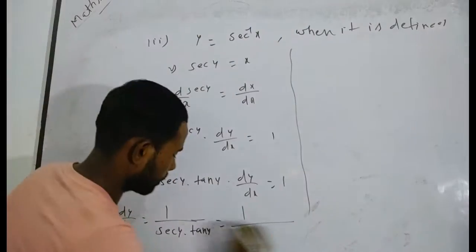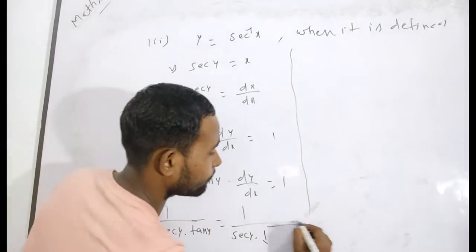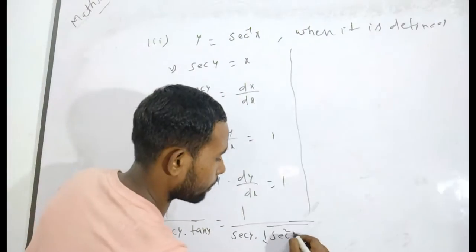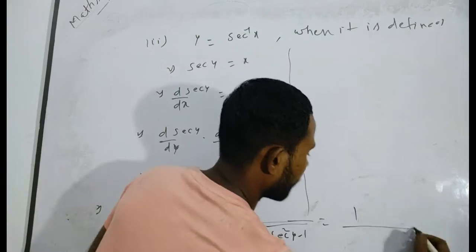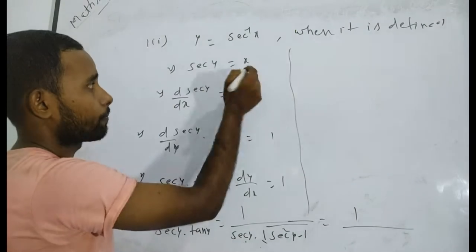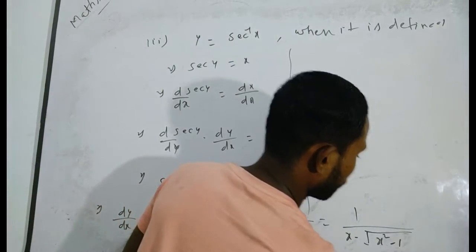And you know that sec y is equal to x, and tan y can be written as root under sec square y minus 1. Now 1 upon sec y, its value will be what? x. So I want to write x into root under x square minus 1.